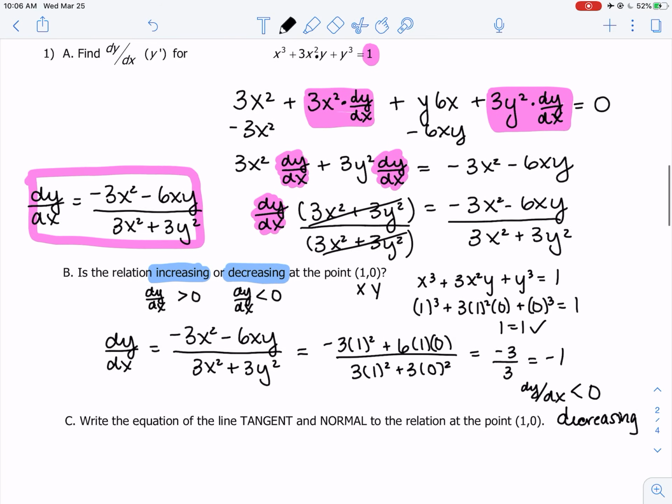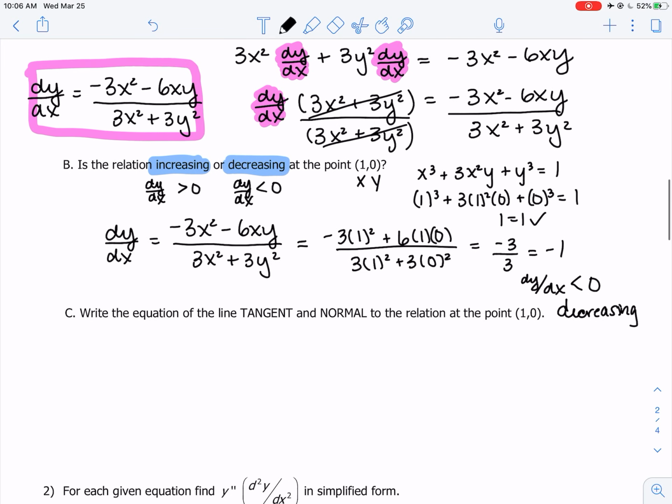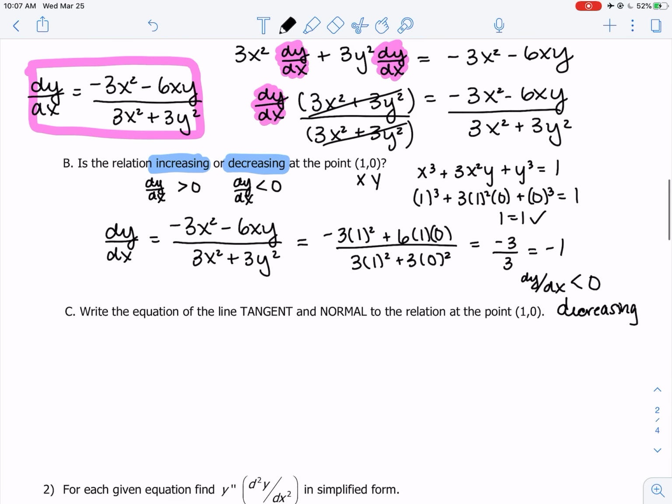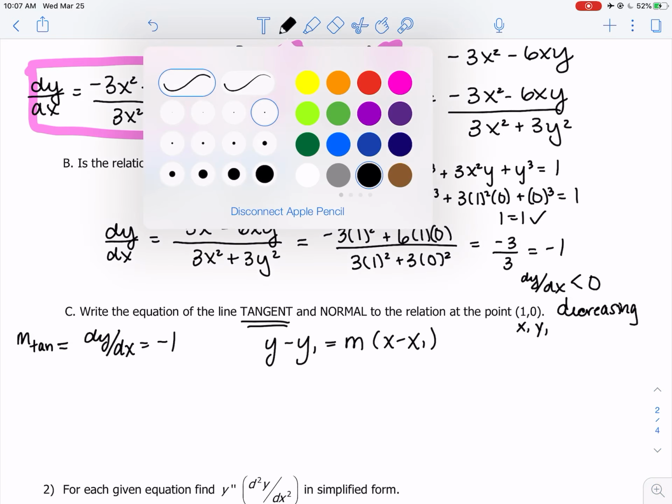Then we can move on to using implicit differentiation to write the equation of a tangent line or a normal line at that point. Remember, if we're using the equation for a tangent line, we can use y minus y1 is equal to m times x minus x1. You can use your point slope form, okay? Remember, if we know that the derivative at a point is equal to negative 1, that's also the slope of your tangent line. So we have a point here, we have an x1 and we have a y1 and we have a slope. So we're really ready to plug everything into this equation for your tangent line.